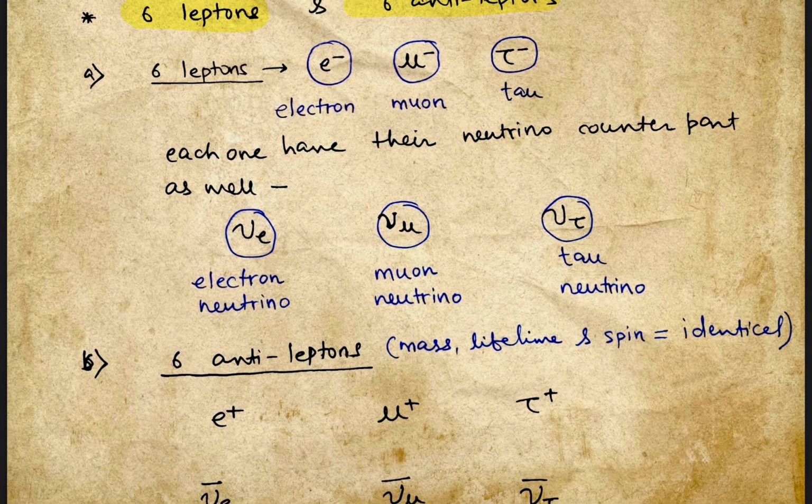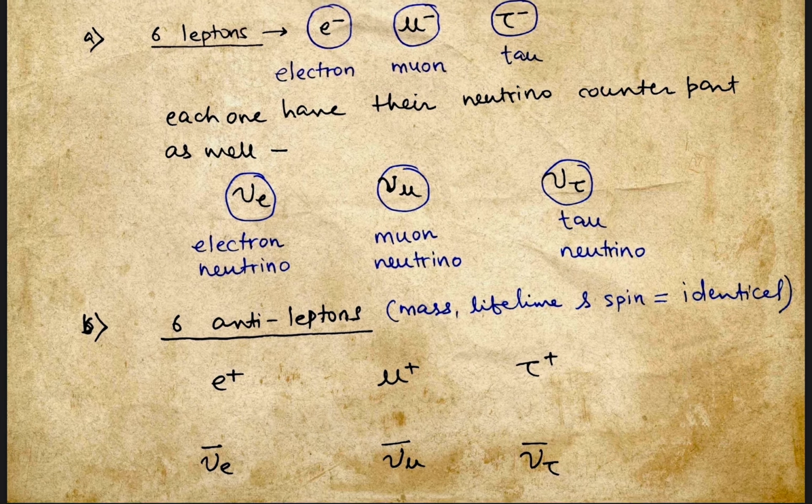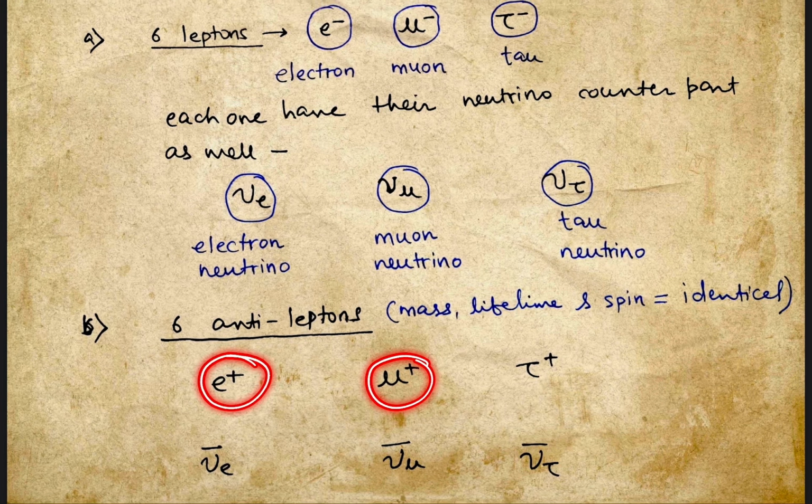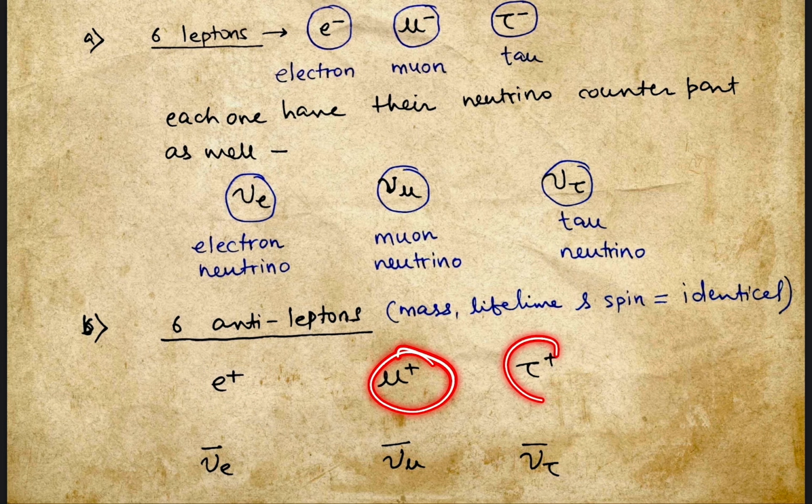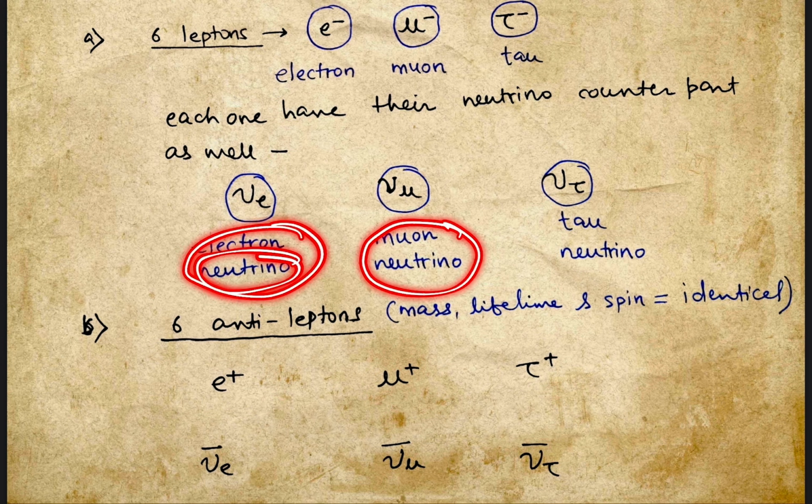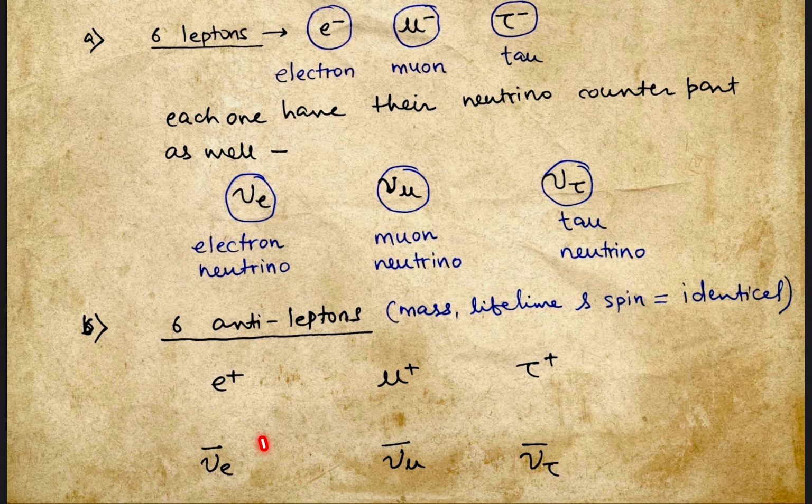Let me tell you once again: electron, muon, and tau have negative charge. And if they have negative charge, then there will be something with positive charge as well, because we have a theory that for each particle there will be an antiparticle as well. So these are nothing but antiparticles. But the neutrinos, like electron neutrino, muon neutrino, and tau neutrino, are neutral. So these are also neutral. That is it.